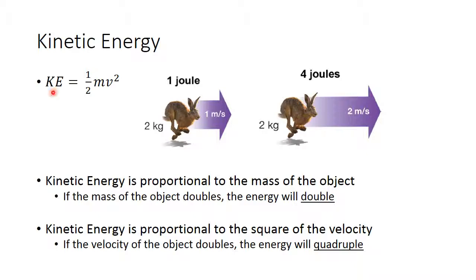We see the kinetic energy is proportional to the mass of the object, so if that mass of the object doubles, the kinetic energy will also double. We see the kinetic energy is proportional to the square of the velocity, so if that velocity doubles, the kinetic energy will quadruple.